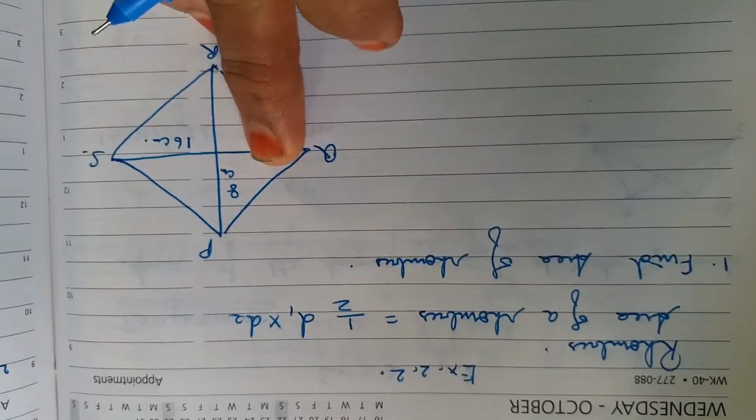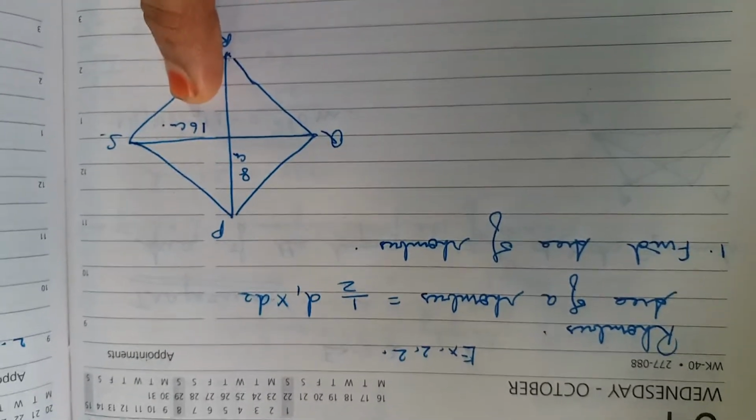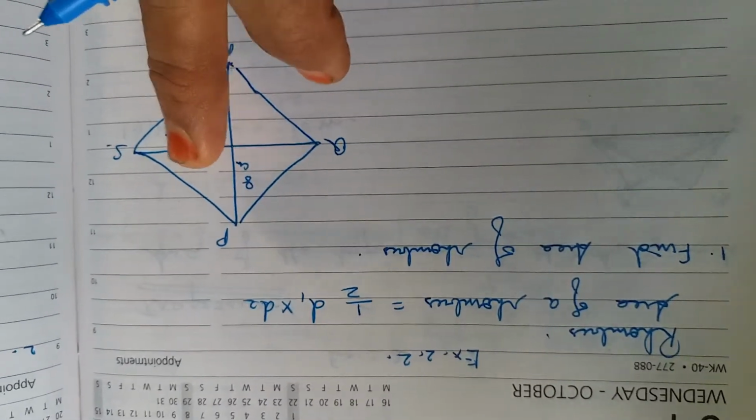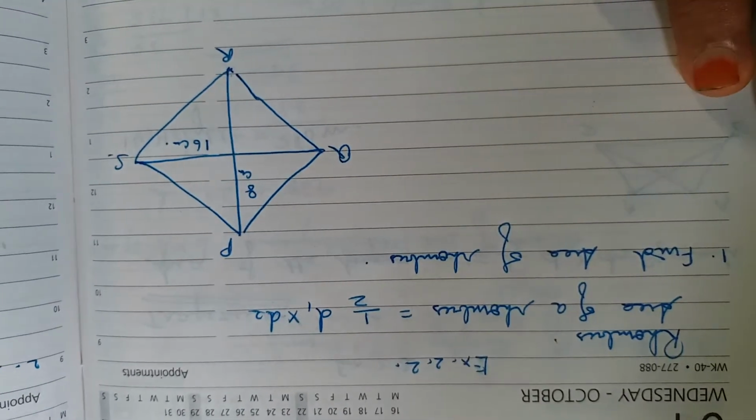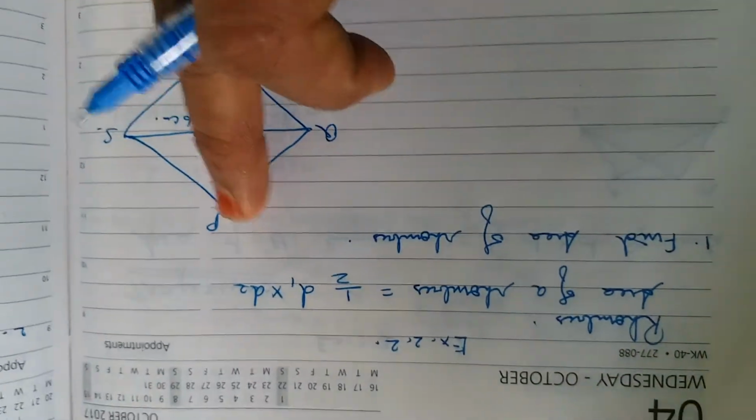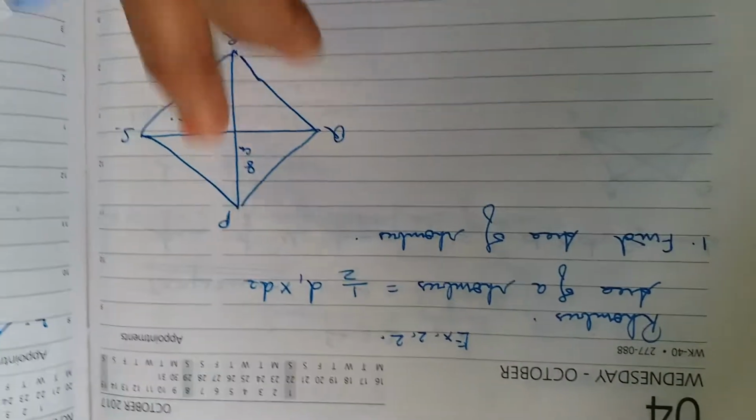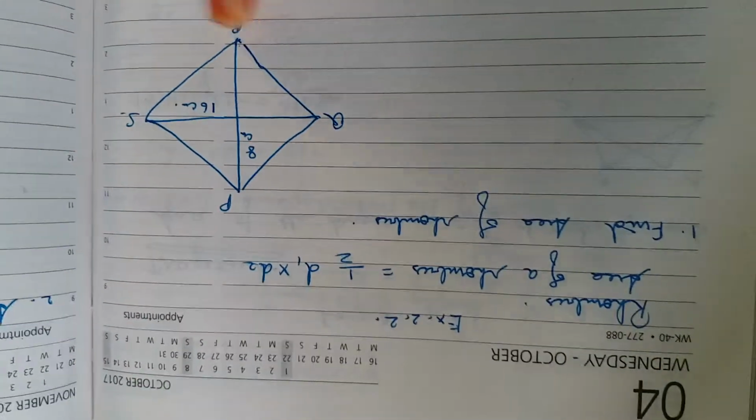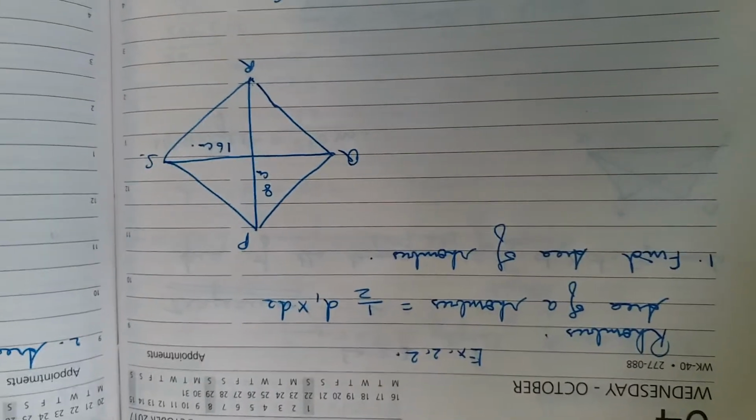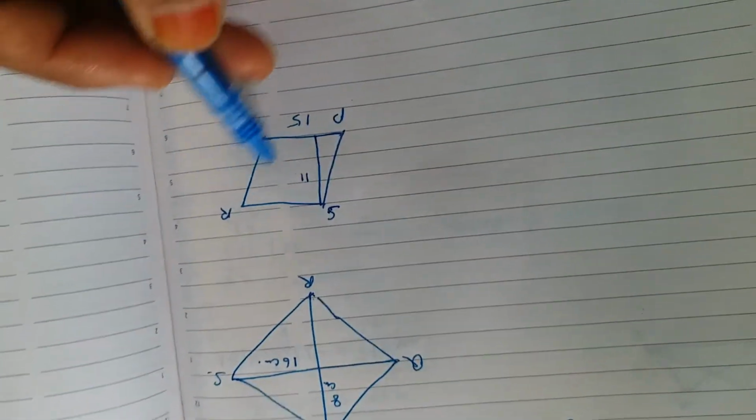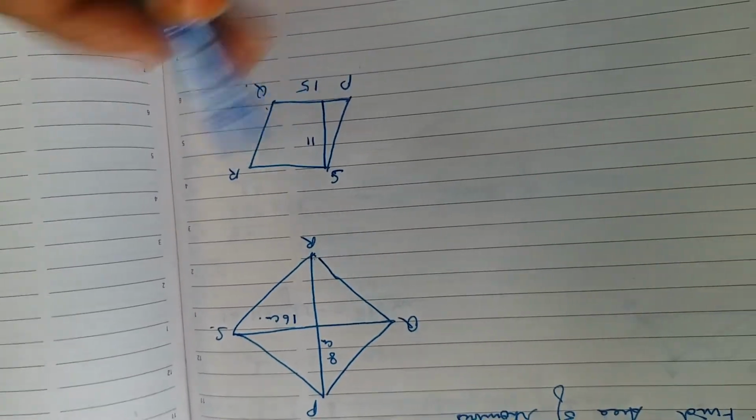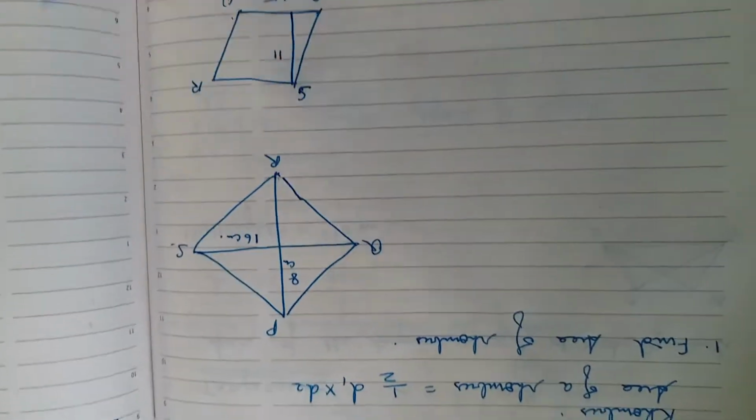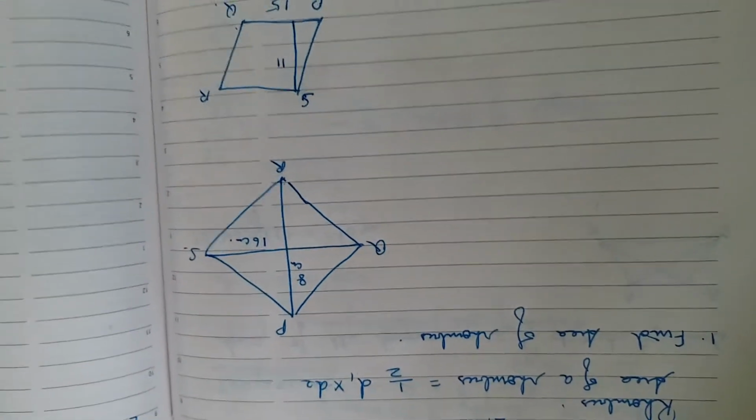Here one diagonal is 8, here it is 16, like that. The diagonals will differ in a rhombus, whereas in a square the diagonals will be the same. Diagonals means the line which is touching the opposite vertices. Here it is P and R. It is touching the vertices, so these are said to be diagonals. Here in this sum, SQ is a diagonal, PR is another diagonal. Diagonals mean they join two opposite vertices.